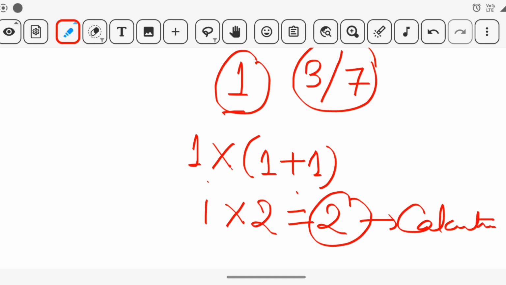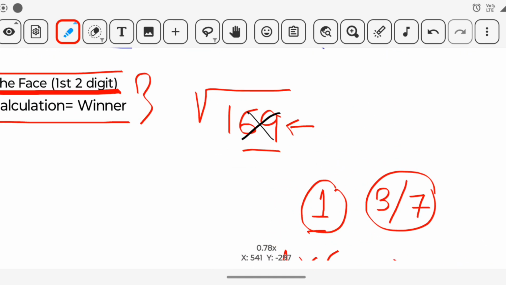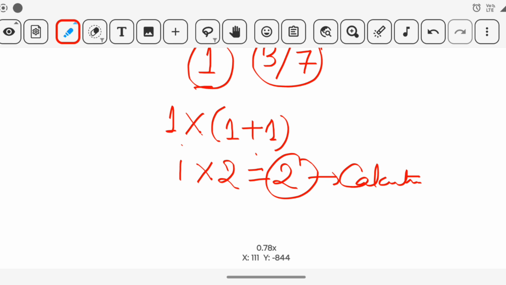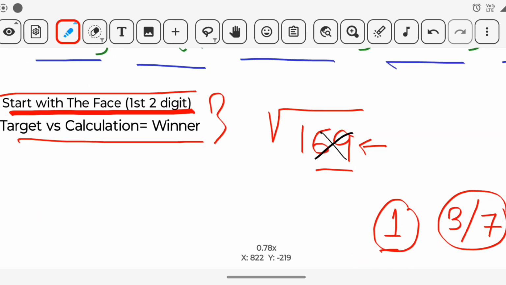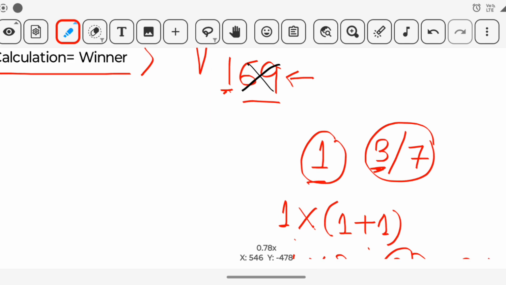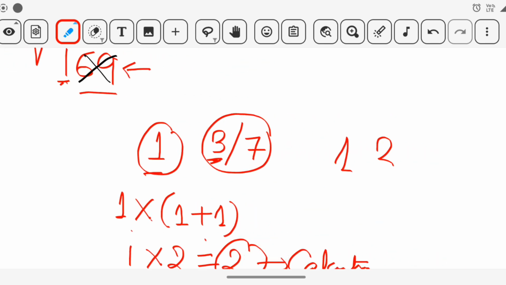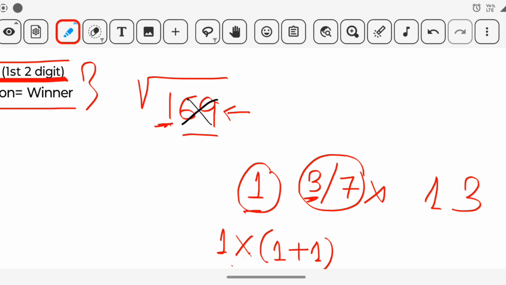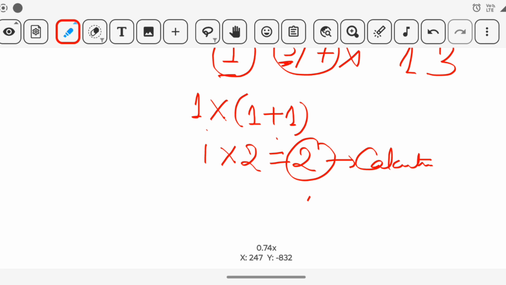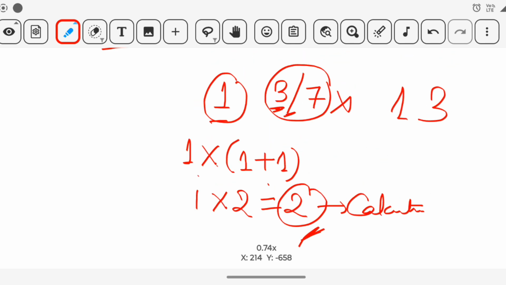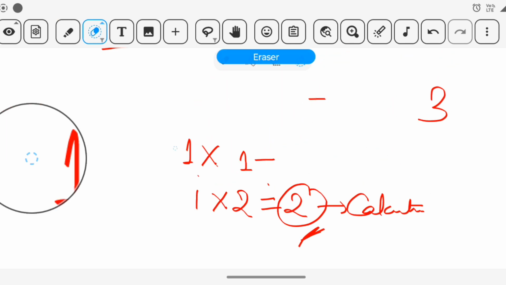We have calculation 2. So the calculation versus target, the smaller is the winner. Our calculation is 2, which is bigger than our target. That means the target is smaller than the calculation, so the smaller number will be the winner. So the final answer will be 13; 3 will be the winner, 7 will not be, because our target, after the face, is everything there. As our target is smaller than the calculation, the smaller number will be the winner. So let me give you another example to make it even clearer.